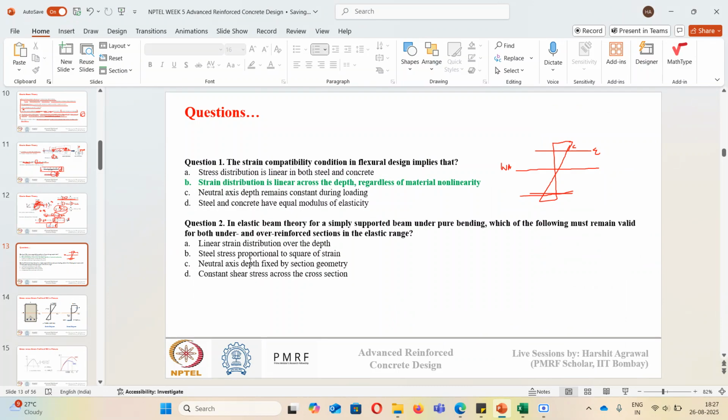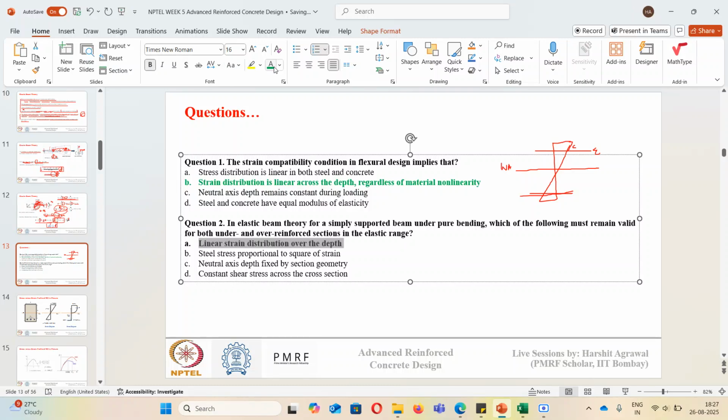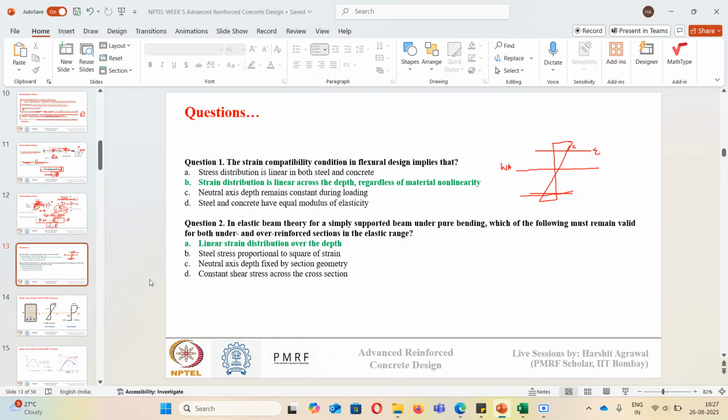So for the second question, the correct answer is A. This is just the same question as the first one, just the language is changing. So irrespective of the design of the section, whether it is under reinforced, over reinforced, or balanced, this condition will always remain true. It won't change. This is the basis of the design that we are discussing today, and this is the basis of the design that you will see in IS 456 also. The strain varies linearly across the entire section.